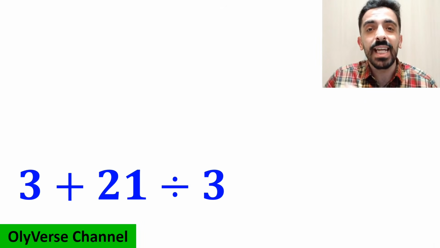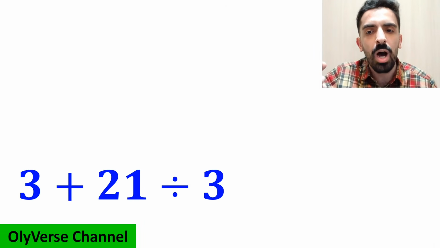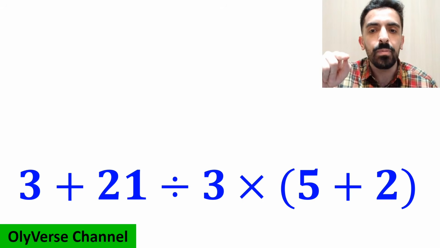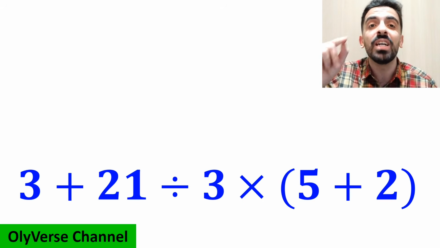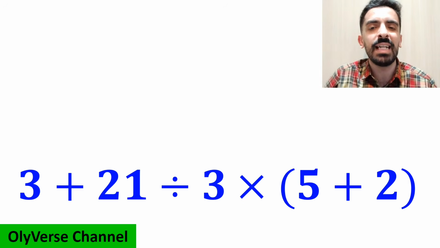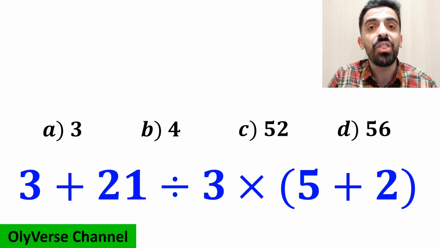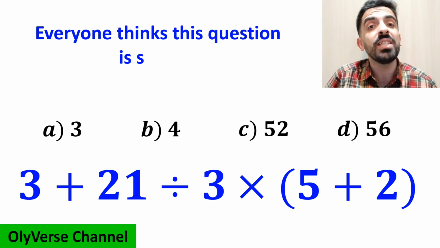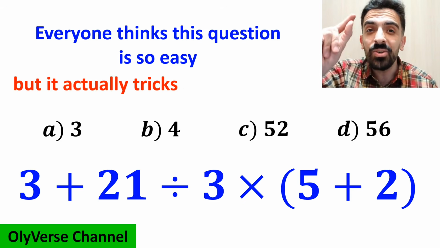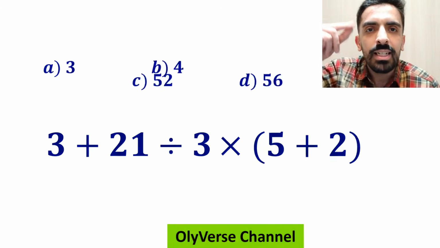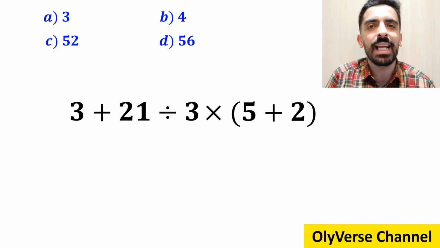What is the value of the expression 3 + 21 ÷ 3 × (5 + 2)? Which option do you think is the correct answer to this question? Everyone thinks this question is so easy, but it actually tricks a lot of people. Let's dive in and break it down step by step together.